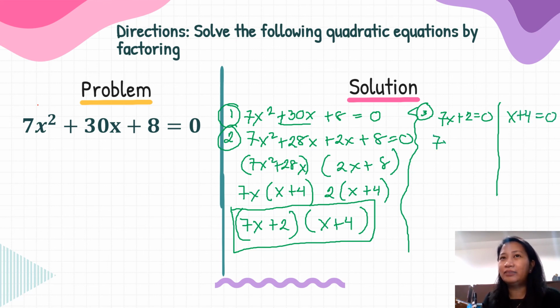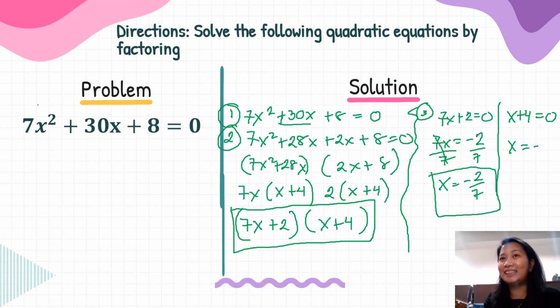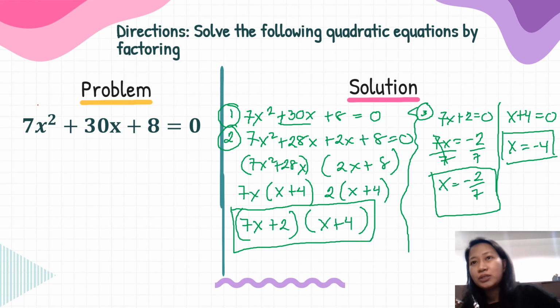And 7x equals negative 2 kasi nilipat, divide by 7, divide by 7. Your x now is equal to negative 2 over 7. And that is your first x. Let's have the other one. X equals negative 4. Tapos, kasi nilipat lang. Okay. Questions? None. So, let's check if magkakaroon tayo ng extraneous solution.